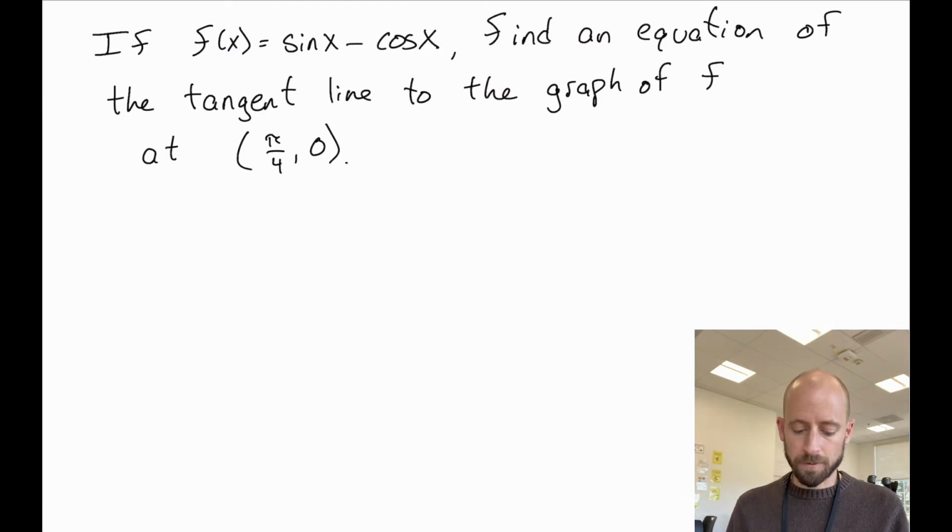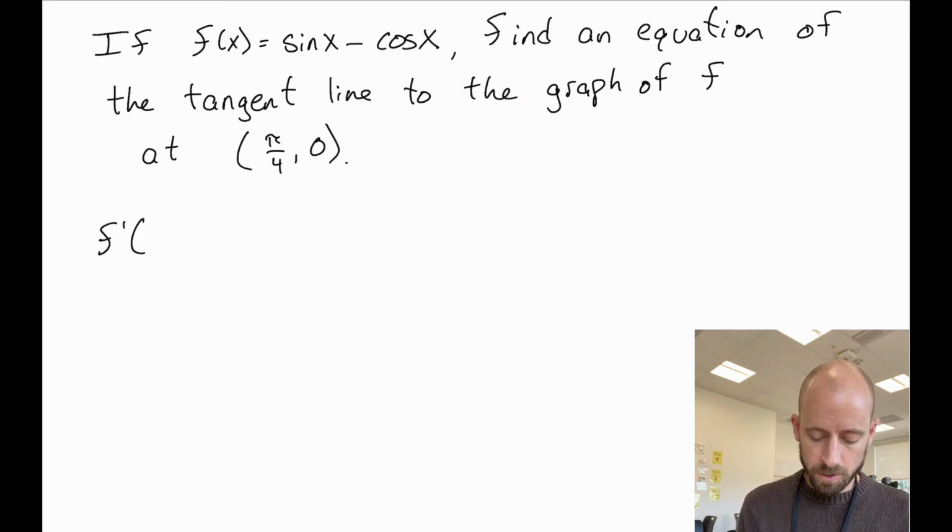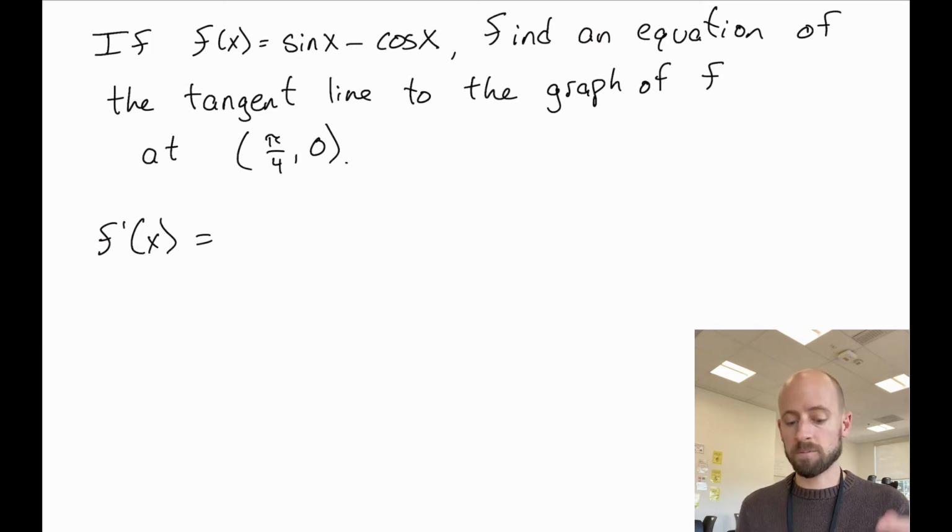So if f of x equals sine of x minus cosine of x, finding the derivative of that isn't going to be too bad, okay? So I'm going to find the derivative just to start off. I know that I need the derivative because I'm finding the tangent line that's going to be through a point. So f prime of x, what is f prime of x?